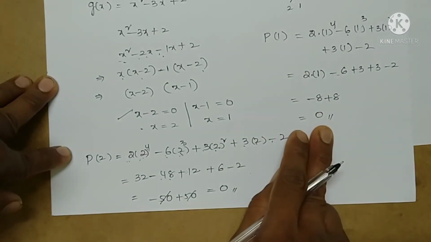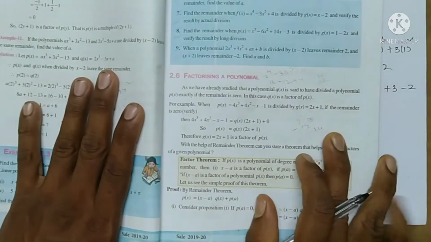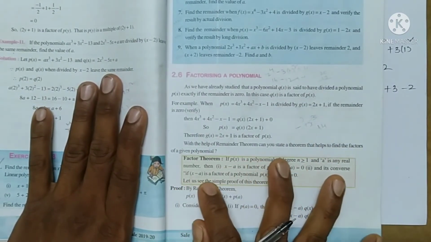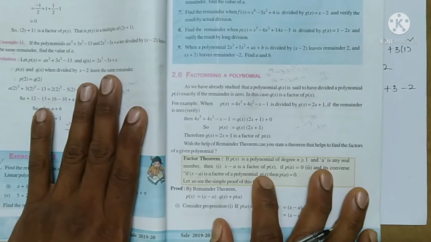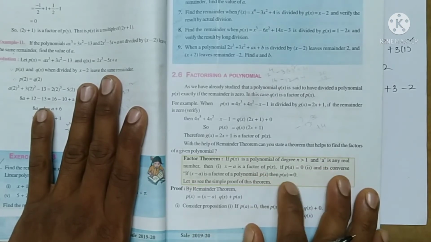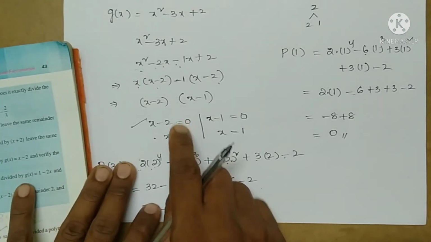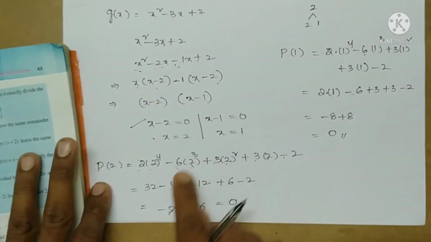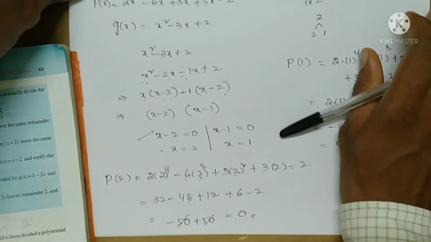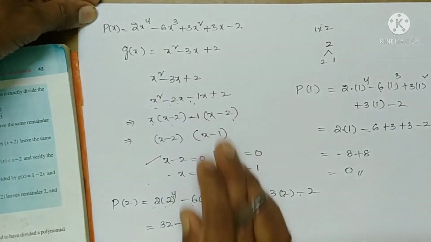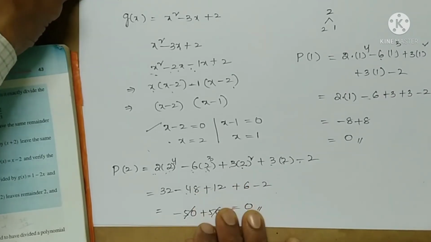P of 1 is equal to 0. So by the factor theorem we can conclude that if x minus a is a factor of polynomial p of x, then p of a is equal to 0.